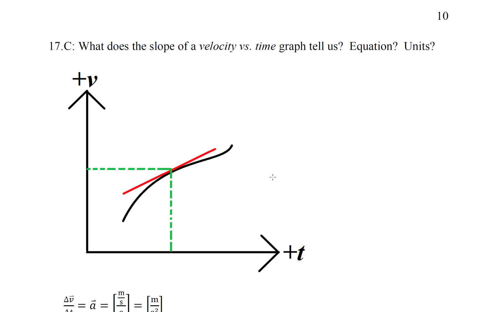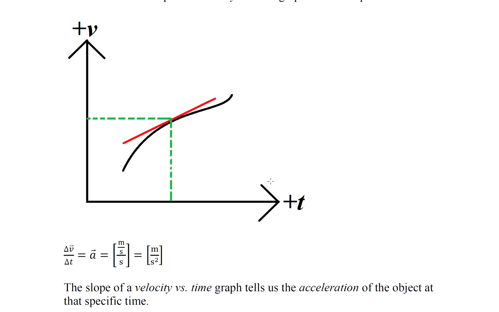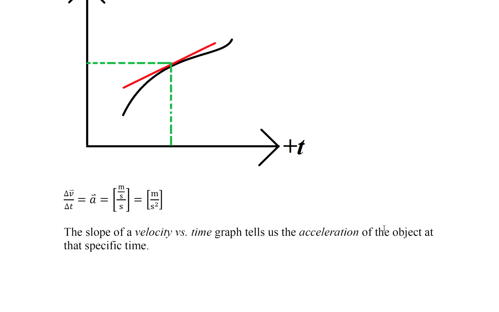Question 17, what does the slope of a velocity versus time graph tell us? Well, for this black curve, the slope, which is this red line at this point, is going to have units of meters over seconds squared, which is the acceleration. So the slope of a velocity versus time graph tells us the acceleration of the object at that specific time.